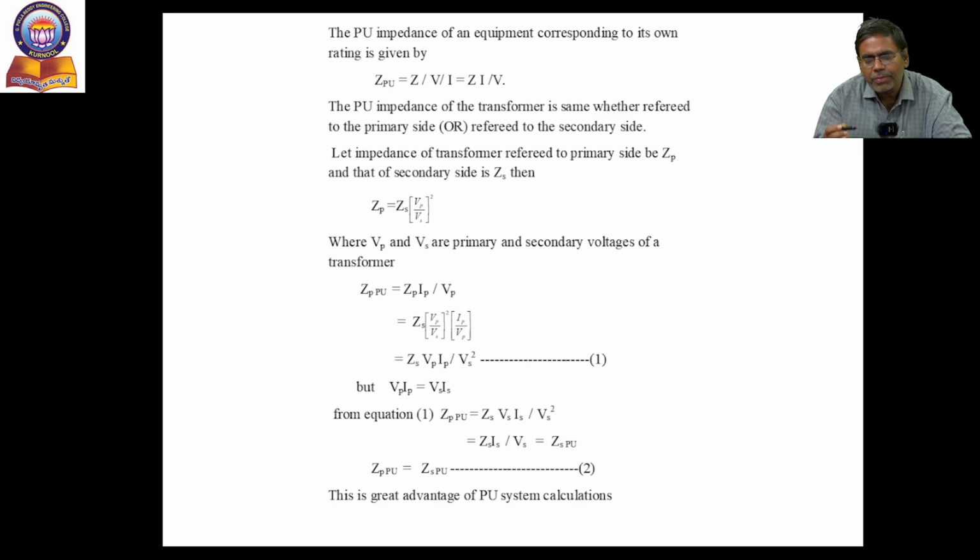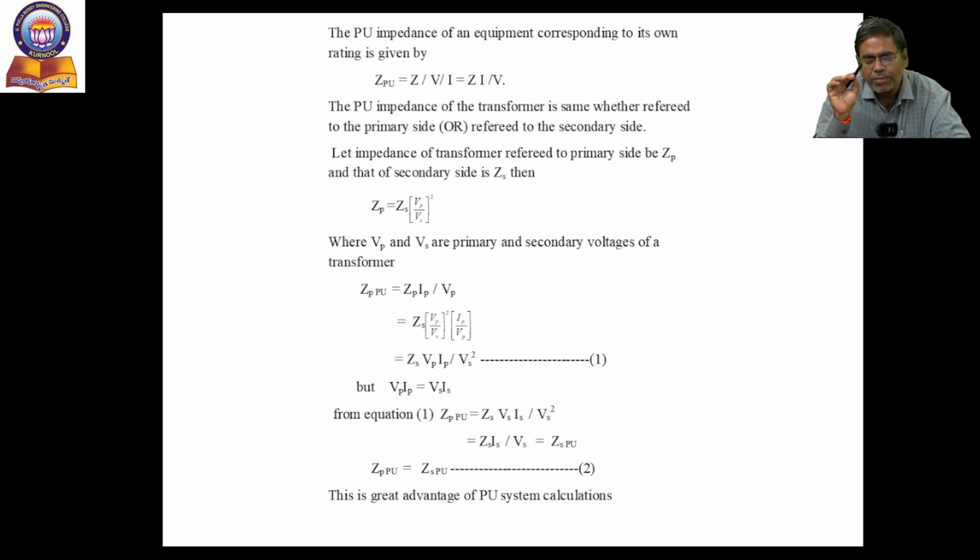Z per unit primary side is equal to Z per unit secondary side. That is nothing but a transformer. In case of a transformer, the per unit impedance of the equipment with the same component will be the same. The per unit impedance of the equipment corresponding to its own rating is defined as actual value divided by base value. Actual value is Z actual, base is V by I, so per unit value is Z into I divided by V. That is the definition of per unit impedance of the equipment corresponding to its own rating.